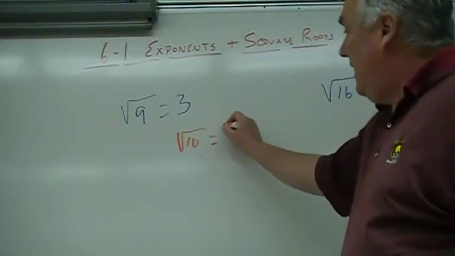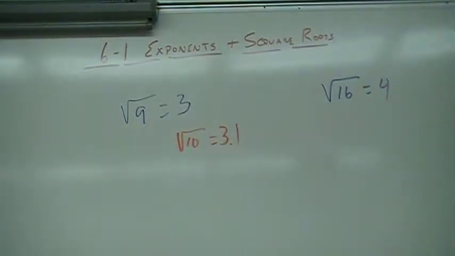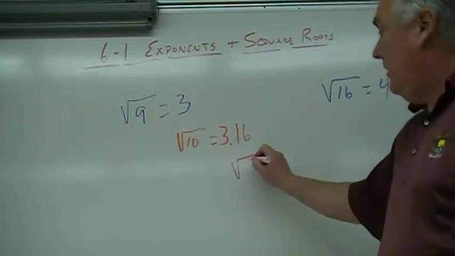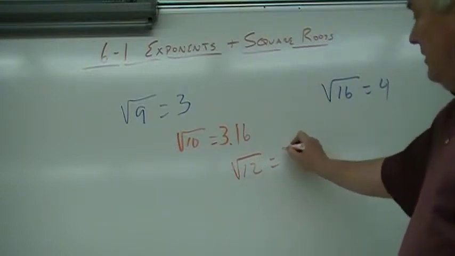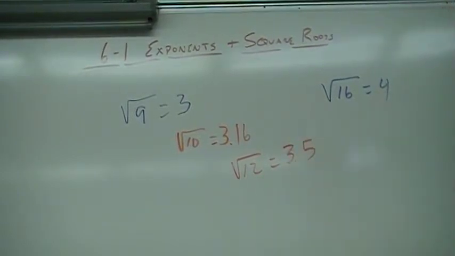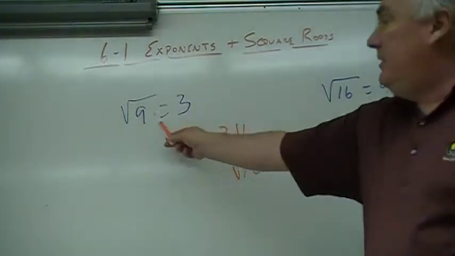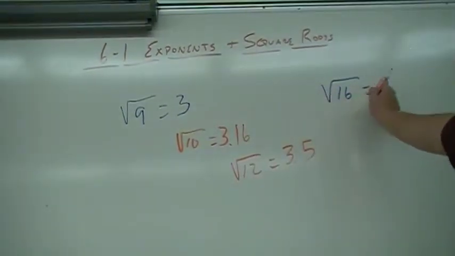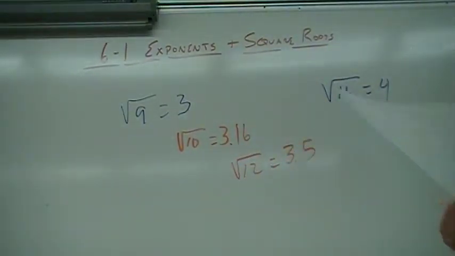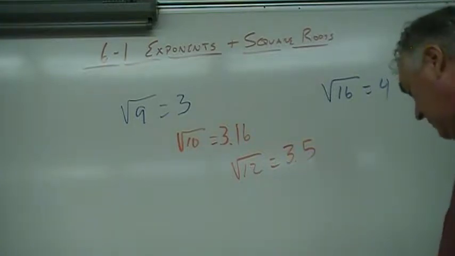So the square root of 10, if you do it on your calculator, is 3.1. Actually 3.16 if we go to the hundredths. The square root of 12 is 3.5. So anything between the square root of 9 and the square root of 16 will be between 3 and 4. So we can kind of count off that way too.